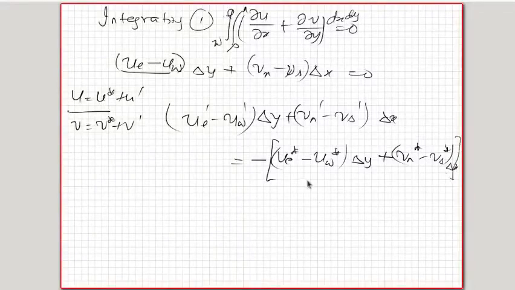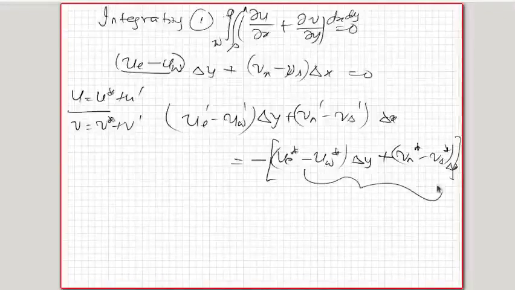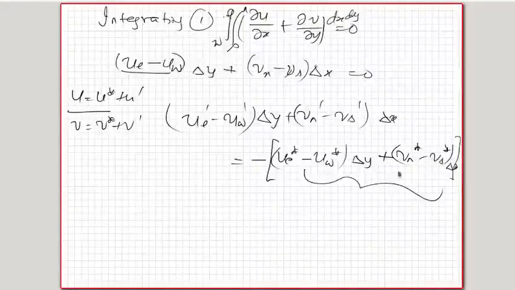So now this ue star, uw star have already been evaluated. So this is basically the difference between the left hand side and right hand side of the continuity equation, substituting the guessed or the recently calculated values of u and v.